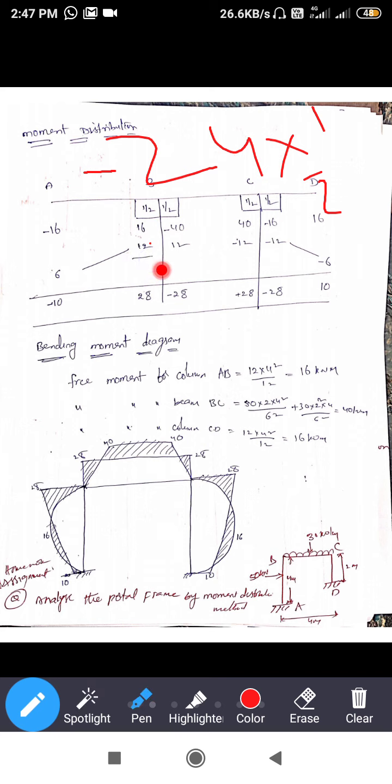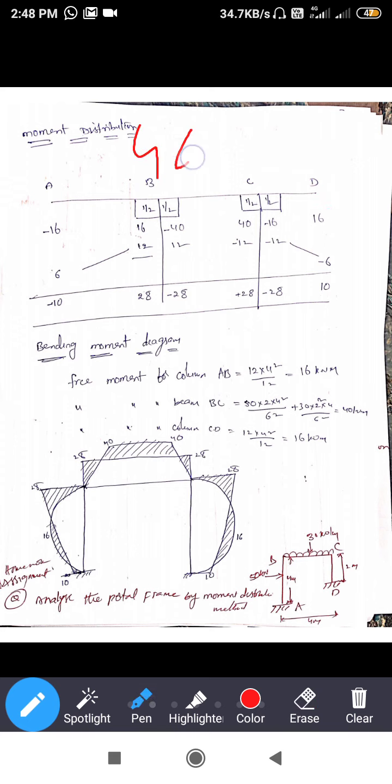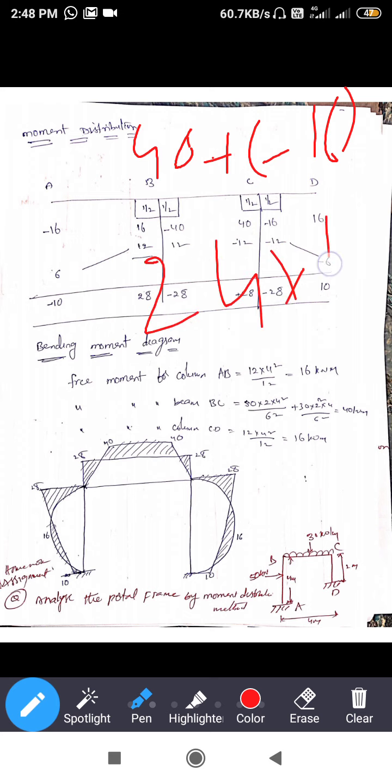Okay, you can place the plus value here, plus value here. So you got plus 12 and a plus 12. In that same way, add these two values, 40 plus minus 16. So we got 24 value. So 24 multiplied by the distribution factor, that is 1 by 2. So we got plus 12.